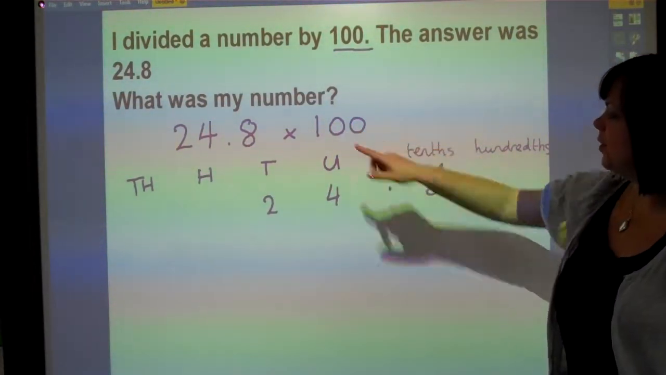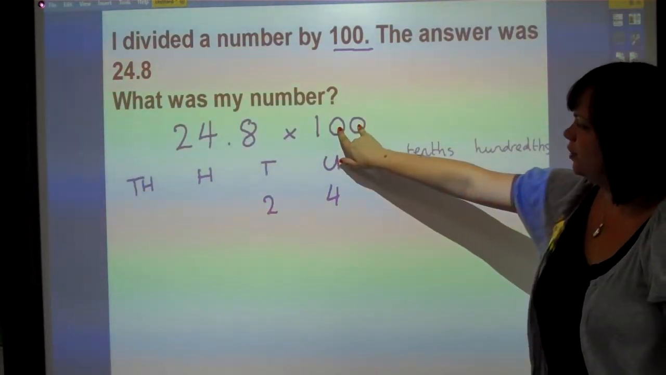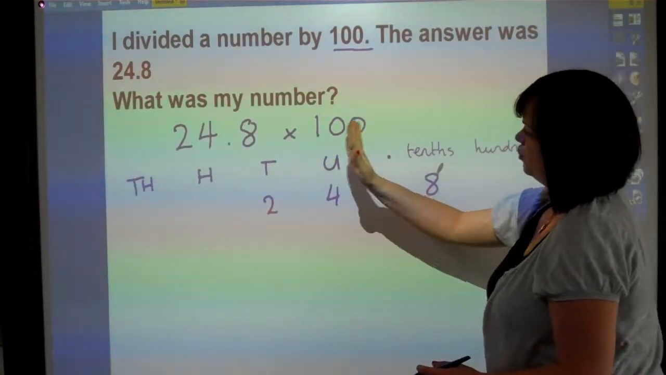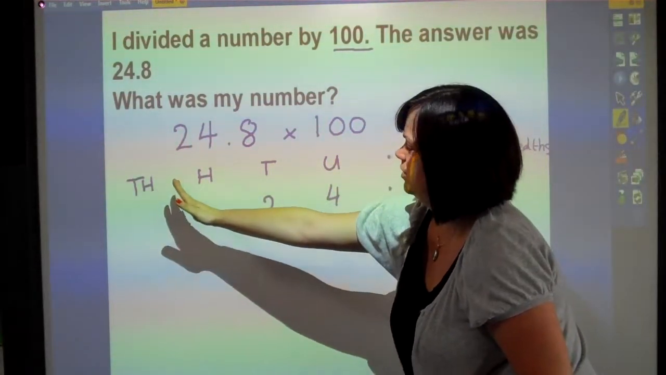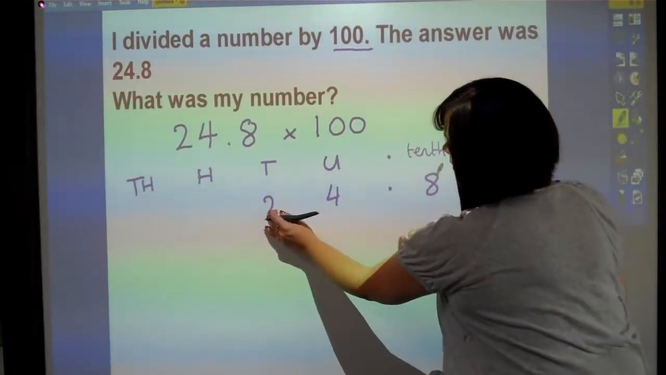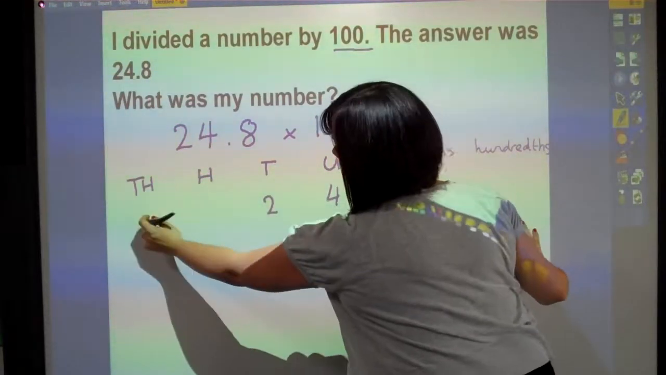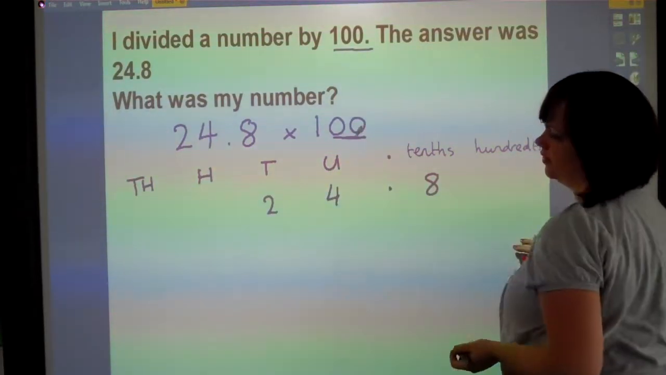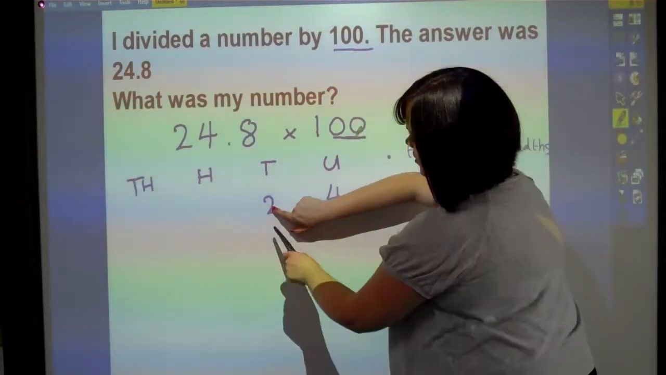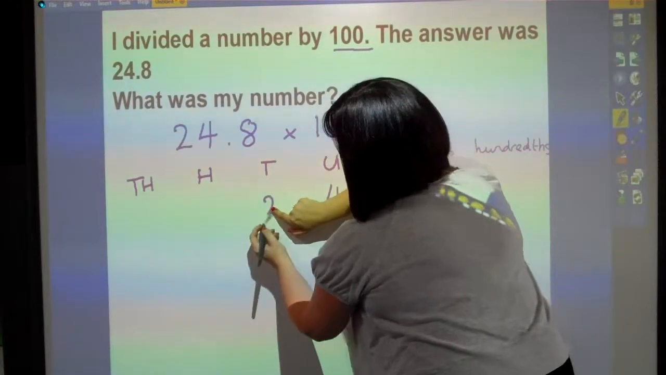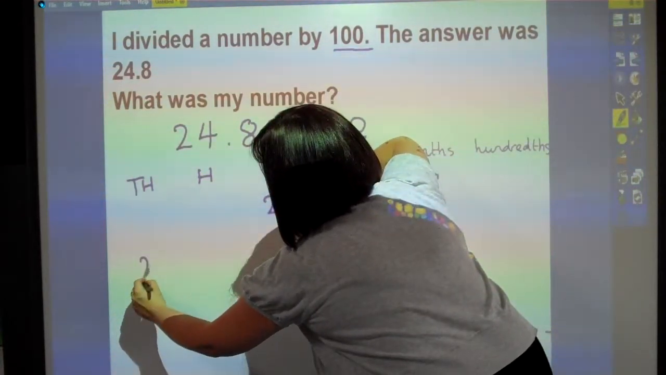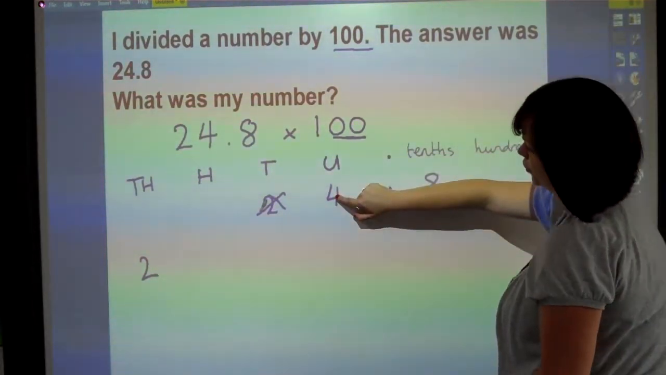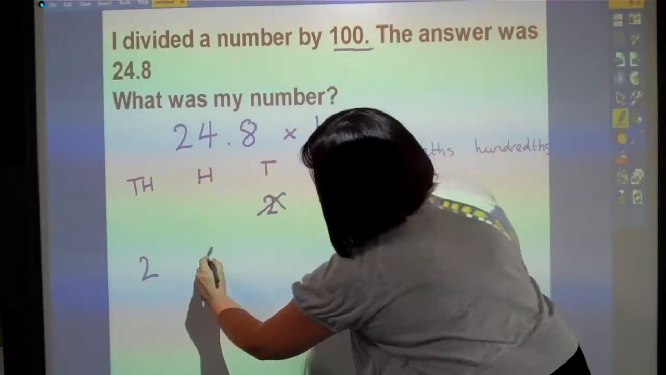We've been asked to times it by 100. These two zeros tell us that we're moving 24.8 twice through the place value grid. So we're going to move these two places this way. We push the 2 two places: 1, 2, so it's going to go to the thousands. Now we push the 4 two places: 1, 2, it's going to go to the hundreds.